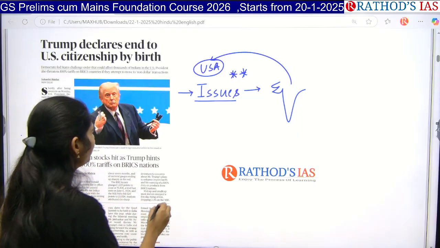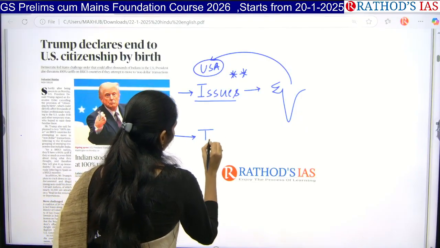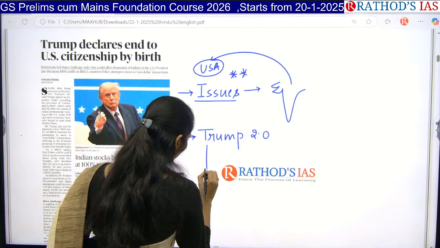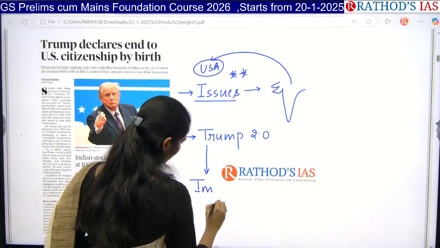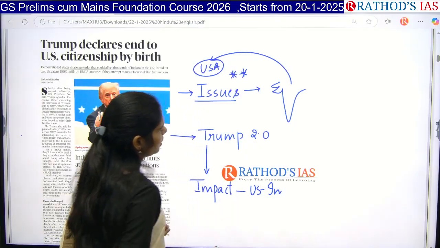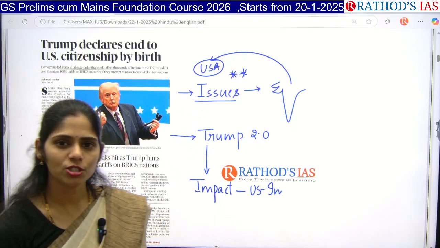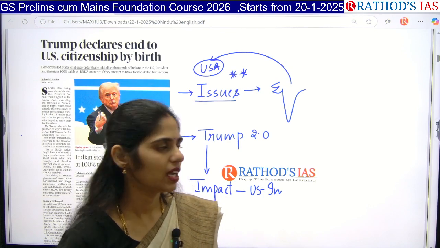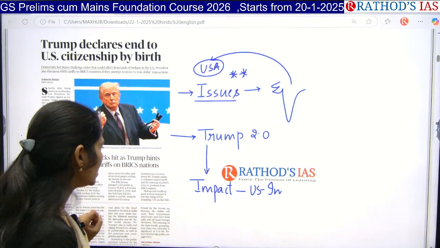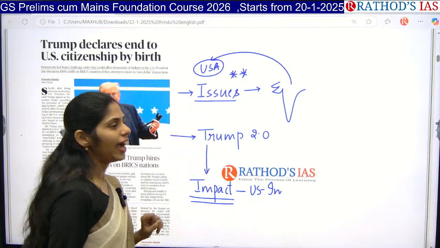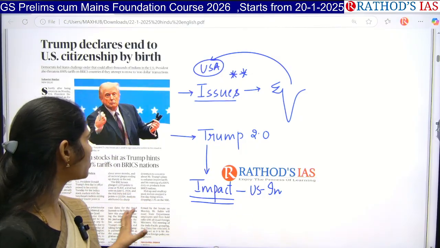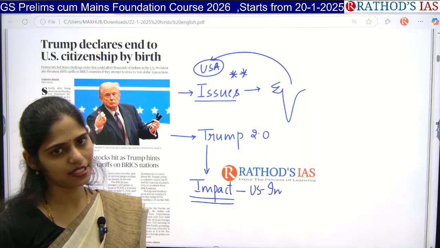Apart from this, you have to see, in this Trump 2.0 era, what will be the impact on India-US relations? Because we know what happened in Trump 1.0. So it is very uncertain, and that may also continue in Trump 2.0. Because of this, we have to see what the impact will be. There are two editorials in today's newspaper regarding Trump 2.0, so we are going to see all these points together in this first article.